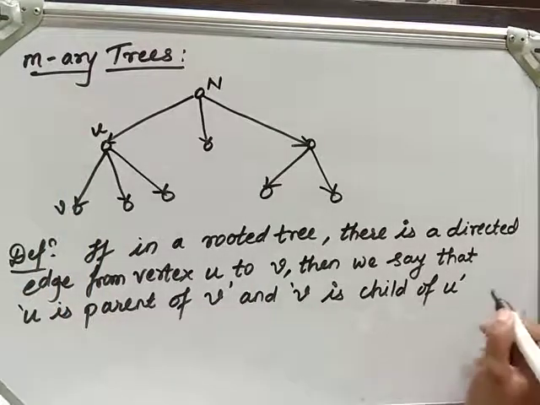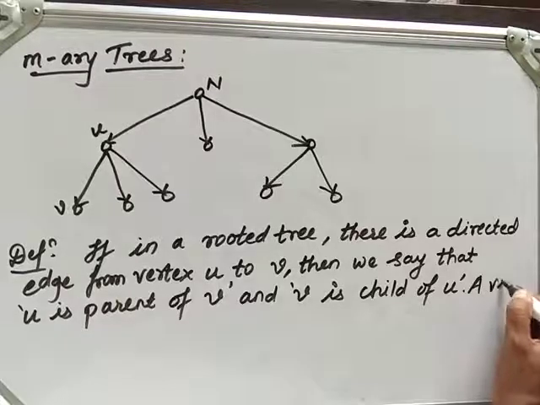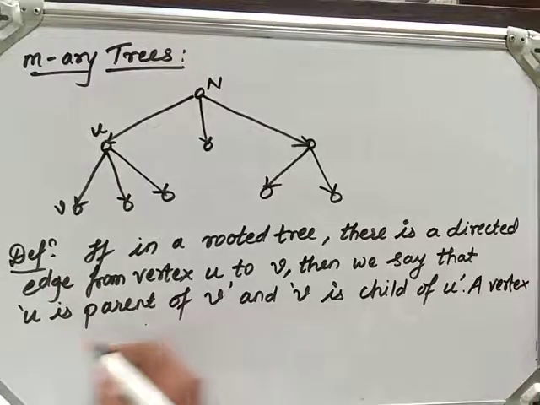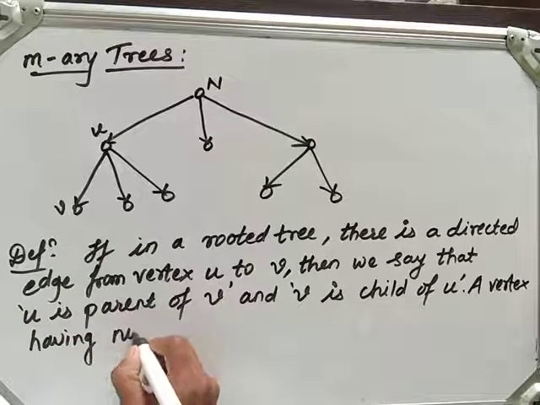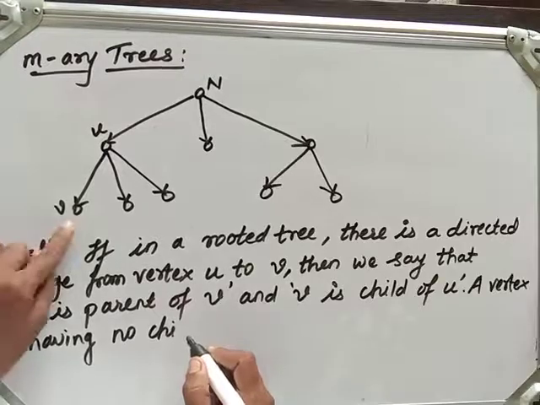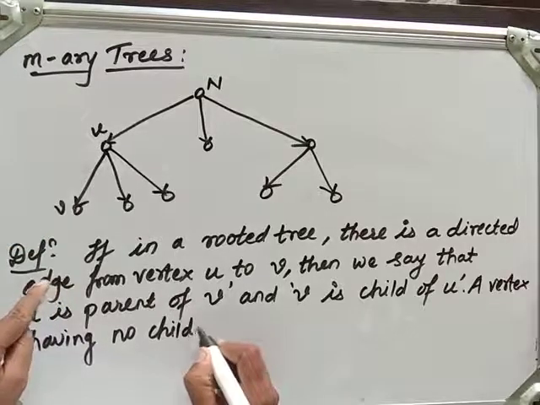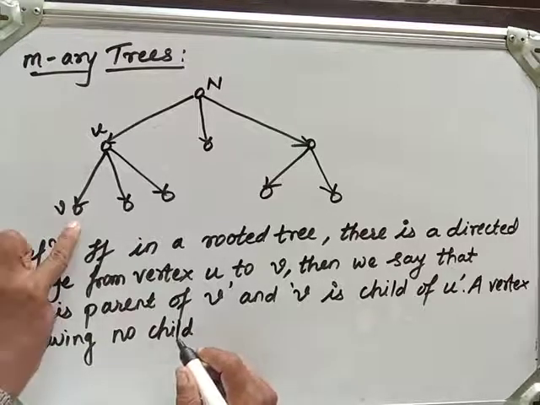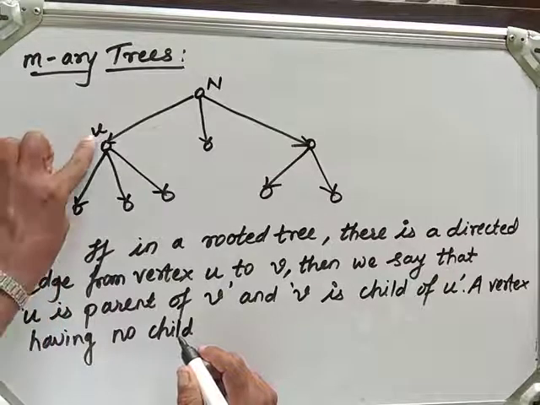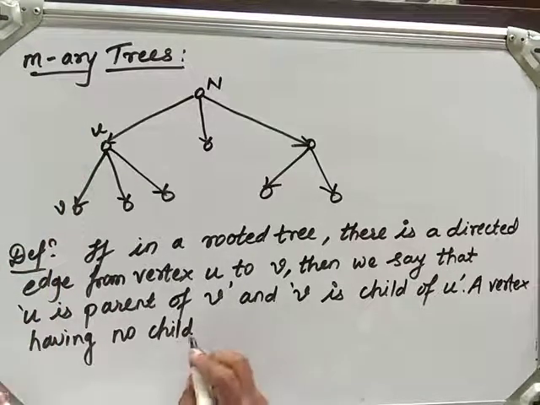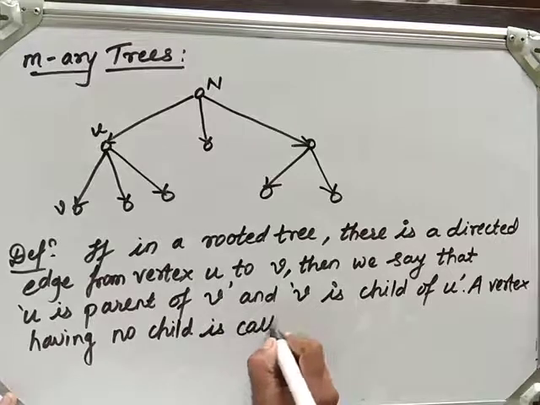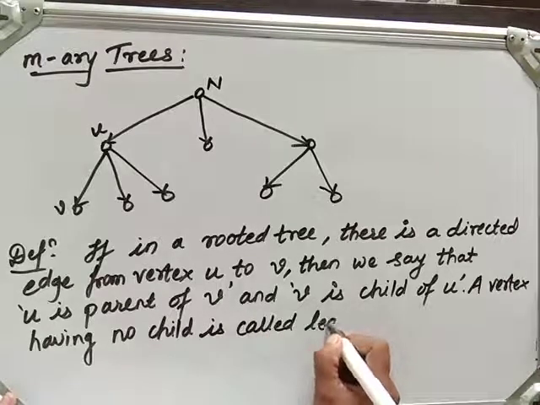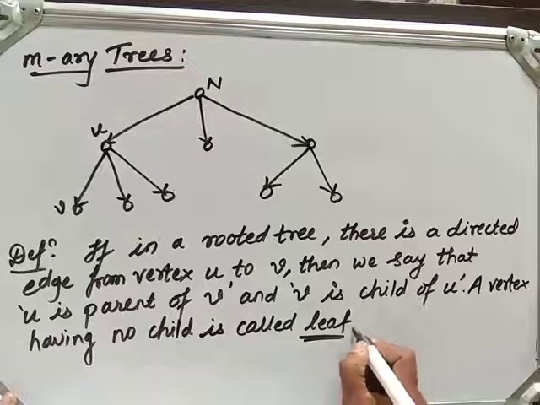Okay. A vertex having no child. Now here this v doesn't have a child, right? Because v is not a parent, while v is a child of u. A vertex having no child is called a leaf. This is an important thing again.